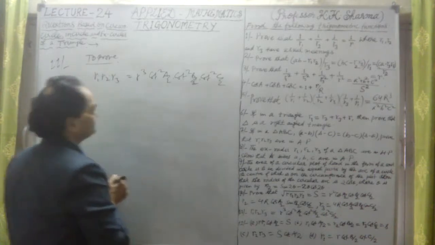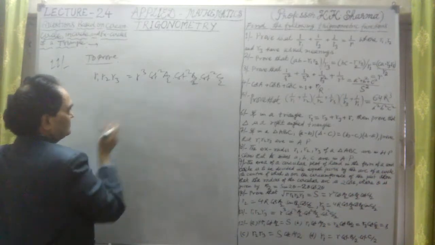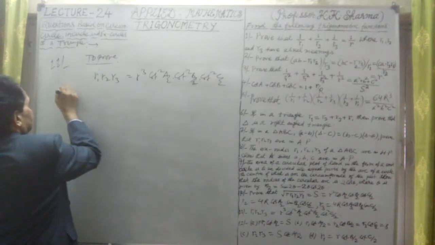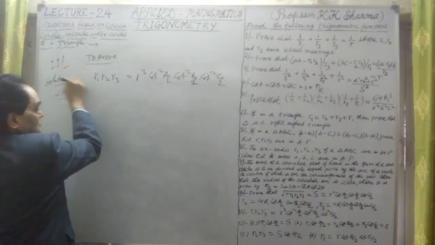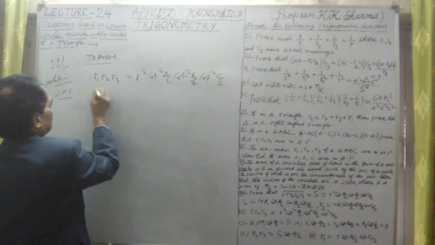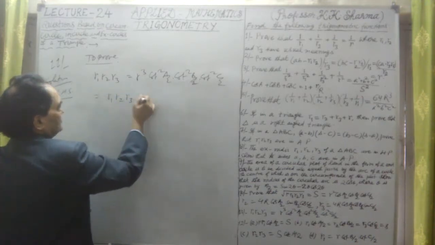Now let us take both these sides, the left hand side first, then we will prove the right hand side equal. Let me take the left hand side. This is having only a single part, no problem. The left hand side is equal to R1, R2 into R3 multiplied.